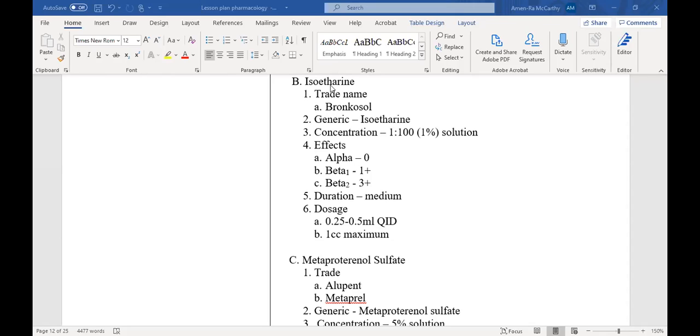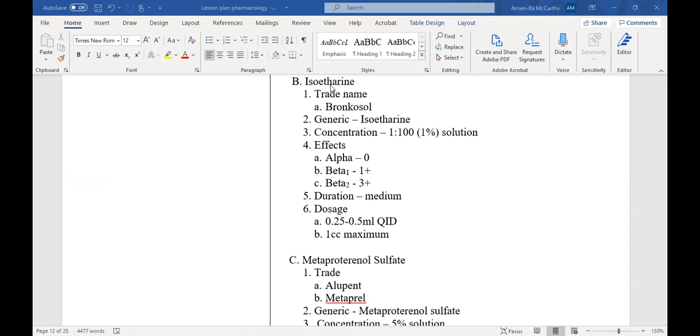Okay, let's look at the receptor effects. Alpha 0, beta 1 plus 1, beta 2 plus 3. Medium duration, dosage is 0.25 to 0.5 milliliters, with a 1 cc maximum. So Bronkosol has a 1 cc maximum. It has beta 1 plus 1, beta 2 plus 3.